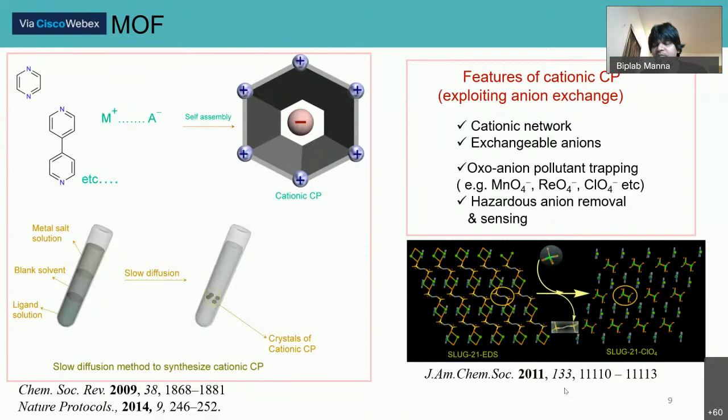There is an article from long back, 2011, where the EDS, ethylene diamine sulfonate, can be replaced by perchlorate. That is called SLADS 21 EDS, named after this anion, and after anion exchange it is called SLADS 21 ClO4, where ClO4 is the perchlorate after the anion exchange. You see here they have shown this crystallographically.